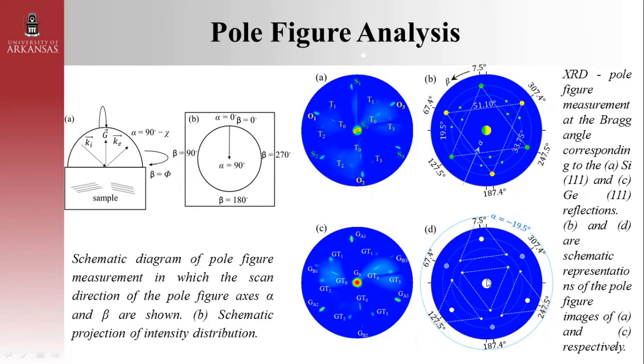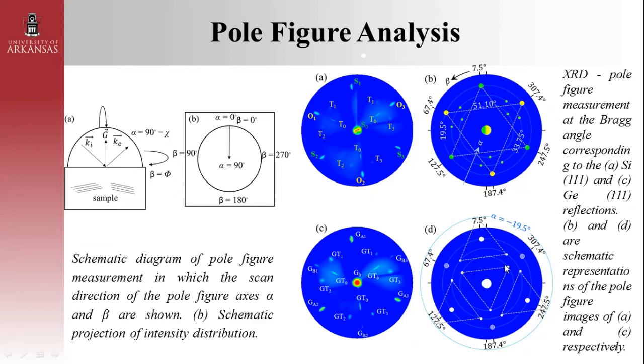There are also other triads, this triad and this triad. This is GT1, in which one of the spots lies outside the detection range of the pole figure measurement, that is 19.5. So GT1, GT2, and GT3 are symmetric with GT0.